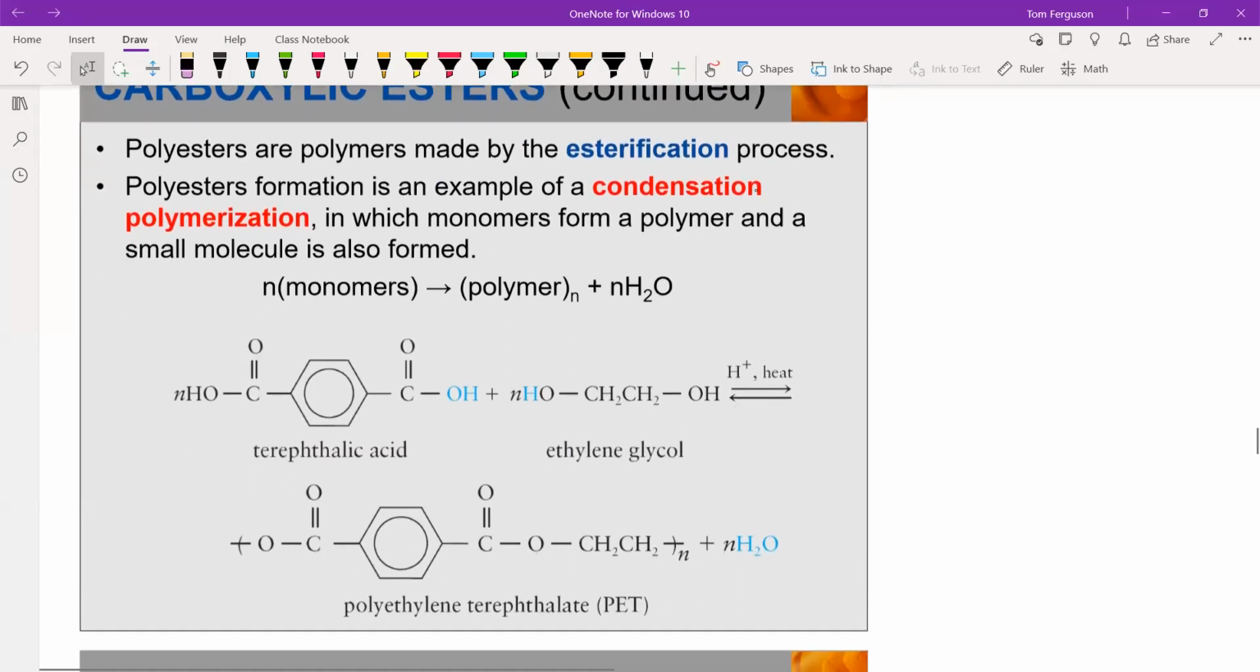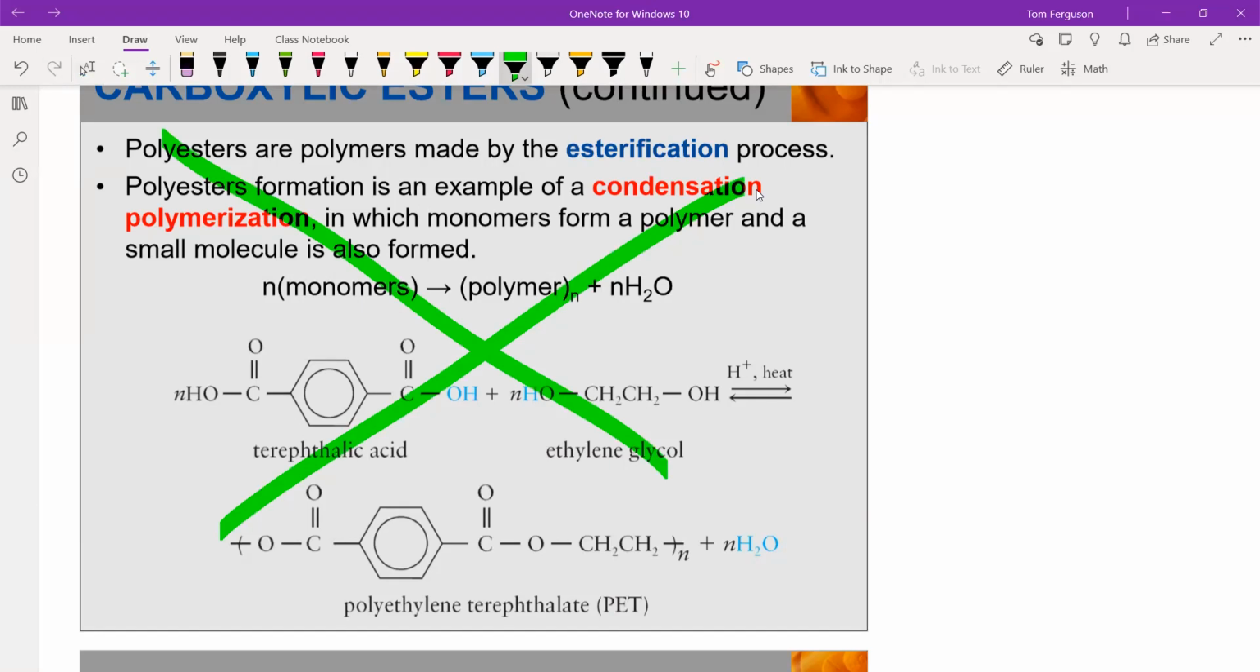Okay, we're not doing polymers except for biological polymers, which is going to be unit 3 when we talk about amino acid polymers, aka protein. So we're not going to be doing polymer stuff.